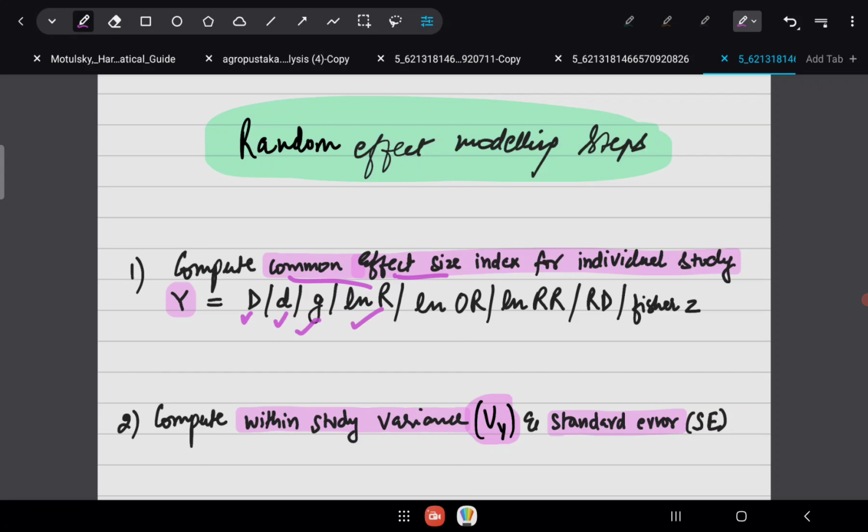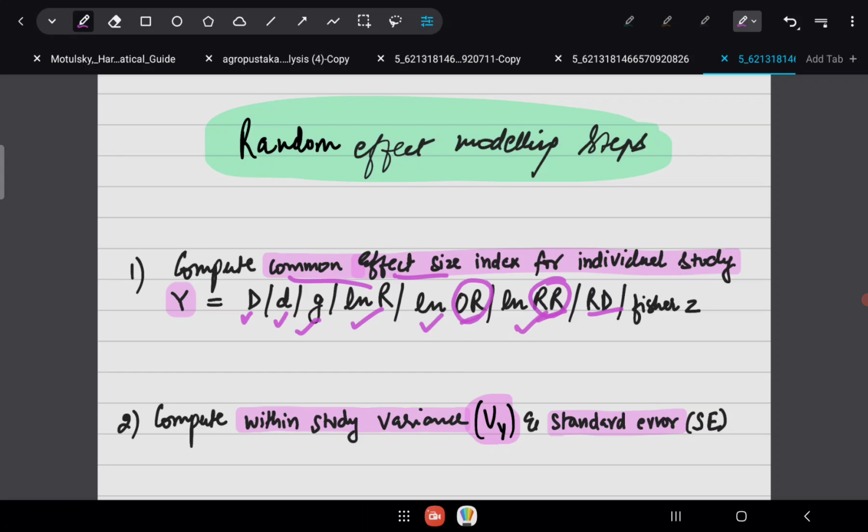We did not discuss why in the previous lecture. I'll try to discuss at the end of this lecture why we have to convert the ratios into the logarithmic form before computing the summary effects in fixed as well as random effect modeling. And let's say the studies are reporting binary data. In that case you can use the odds ratio or relative risk or risk difference. Again, because these are ratios, you have to convert them into logarithmic form before you compute the summary effect.